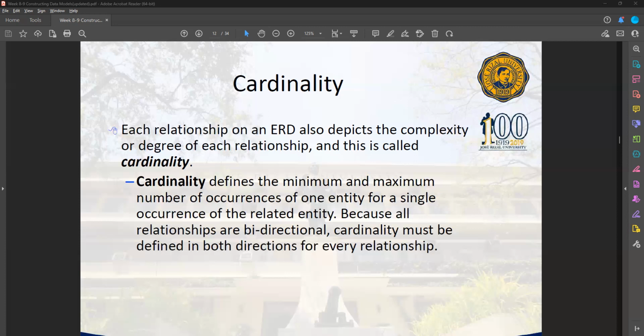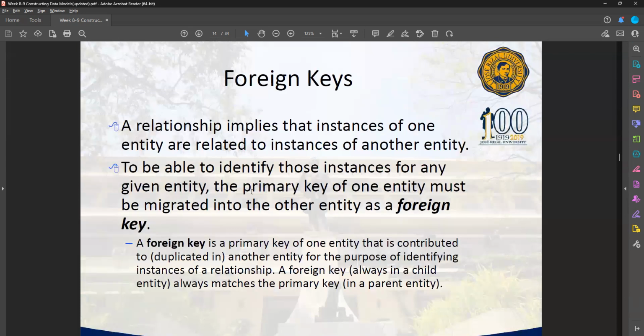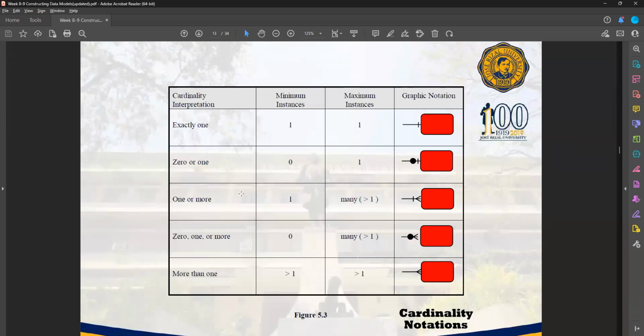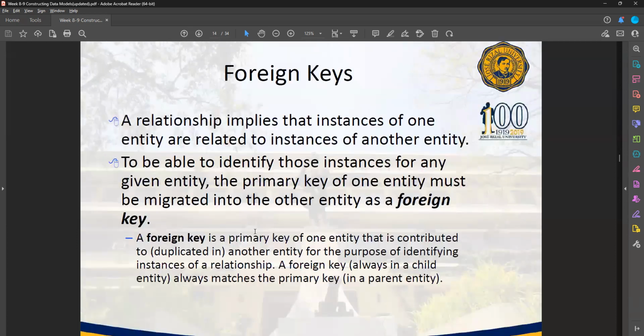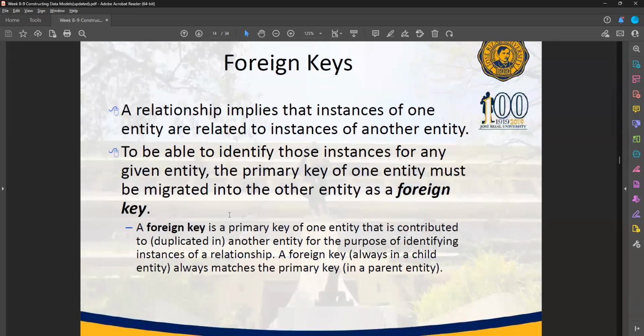So that is many-to-many. That is cardinality. Okay, so let's have the foreign key next.